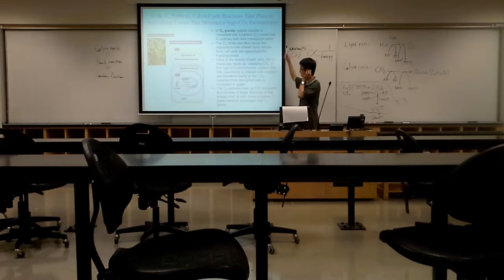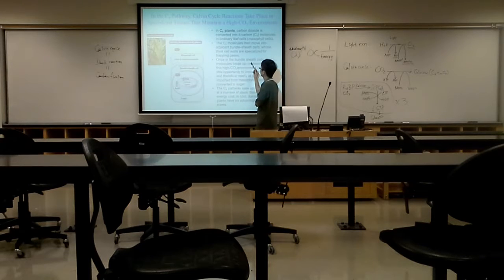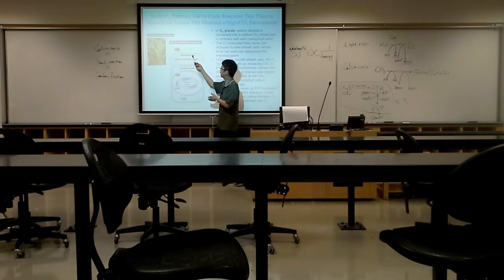So basically what it says in here is what I just told you. The C4 plant converts the carbon dioxide gas into a 4-carbon molecule in the mesophyll cell. And then there's a bundle sheath cell. They have a specialized cell wall that can trap gases. So during nighttime, carbon dioxide will go into the mesophyll cell, and the mesophyll cell will convert it into 4-carbon molecules.